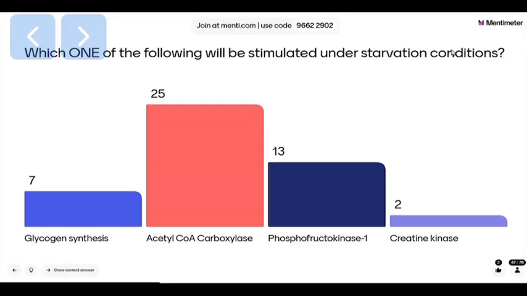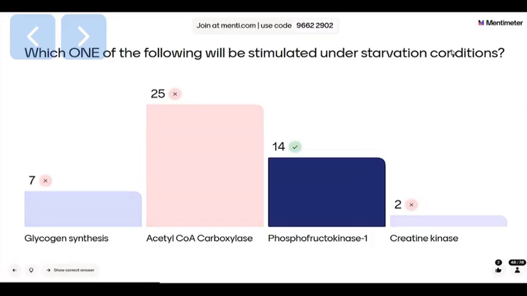Okay, so glycogen synthesis is going to be off. Acetyl-CoA carboxylase is actually going to be off as well. How are we going to be making our energy? We're going to be making it in glycolysis by breaking down any glucose that's present. So phosphofructokinase is going to be on.